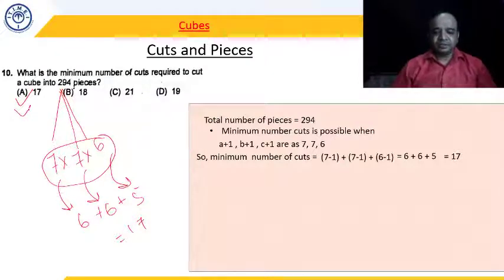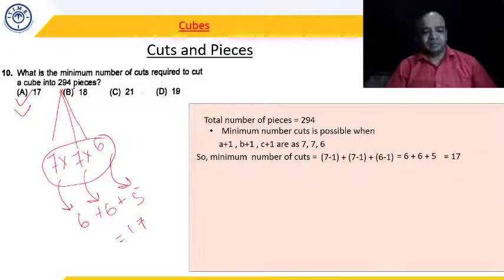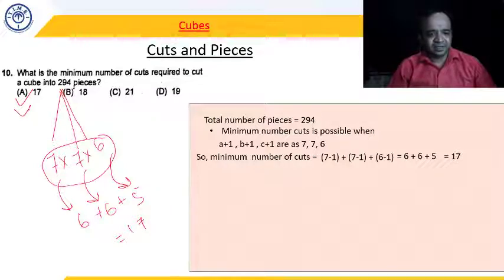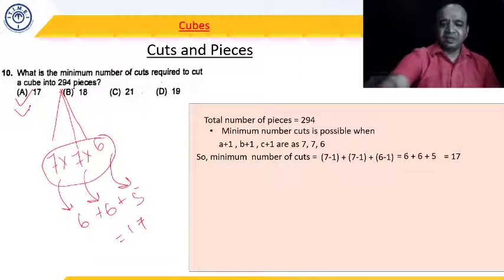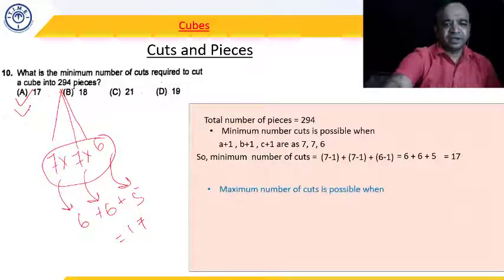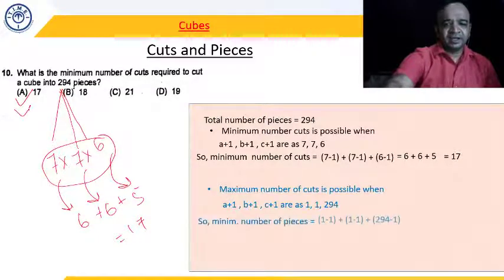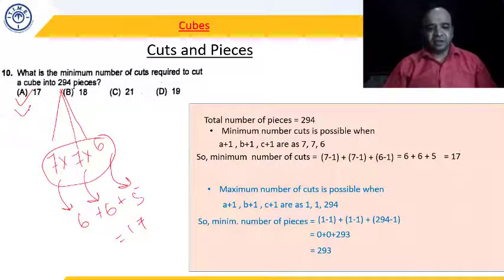Now, suppose the question was to find out the maximum cuts. As we have observed, the maximum number of cuts can be obtained when these cuts are as far as possible in the way of distribution. Means, in this case, all the cuts should be along one dimension. So for 294 pieces, we need 293 cuts. Or the distribution will be like 0, 0, 293. Factorization will be like 1 into 1 into 294, and accordingly we get 0, 0, 293, and that is a total of 293. Maximum cuts are required to get 294. I hope this is clear.